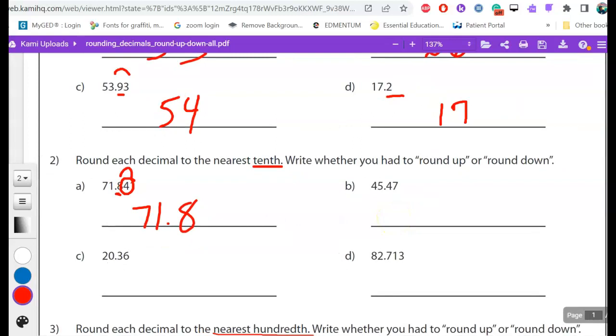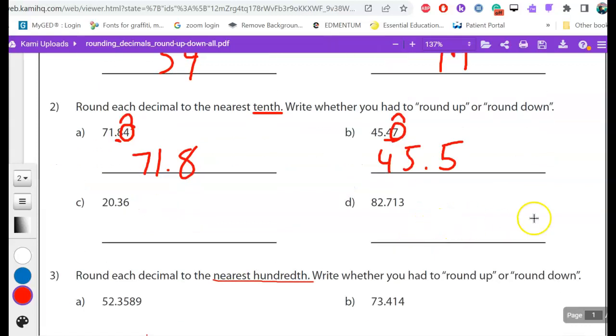Looking at letter B. All right. So letter B, we have 45.47. 4 is in the tenths place. We look next to it, we see the 7. Okay? That 7 is larger than 5. So that 7 is going to tell us to change that 4 into a 5. So I have 45.5. There you go. And I know I rounded to the nearest tenths place because I have one number after the decimal, which represents the tenths place.